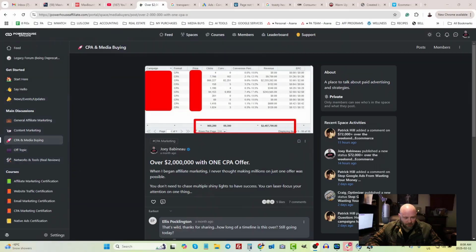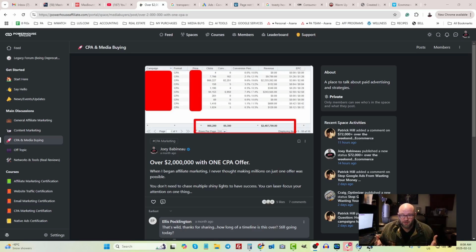So first of all, let's go into my computer, and I'm going to show you what's going on here. Here's our new portal I wanted to show you. It's the Powerhouse affiliate portal. Inside here, I recently posted about a CPA affiliate offer that did over $2 million. And this is all done using arbitrage.